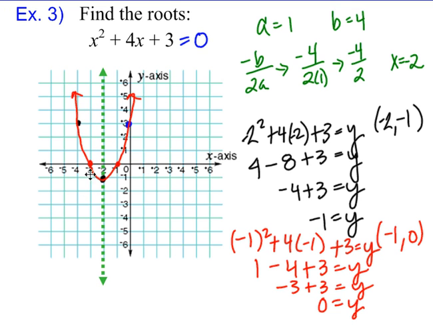and we mark our solutions, there's one solution at negative 3, 0, and here's the other solution at negative 1, 0. So hopefully that helps you to look at solving quadratic equations by graphing. Not the easiest method to do, but you can do it in a pinch if you've forgotten other methods to use.